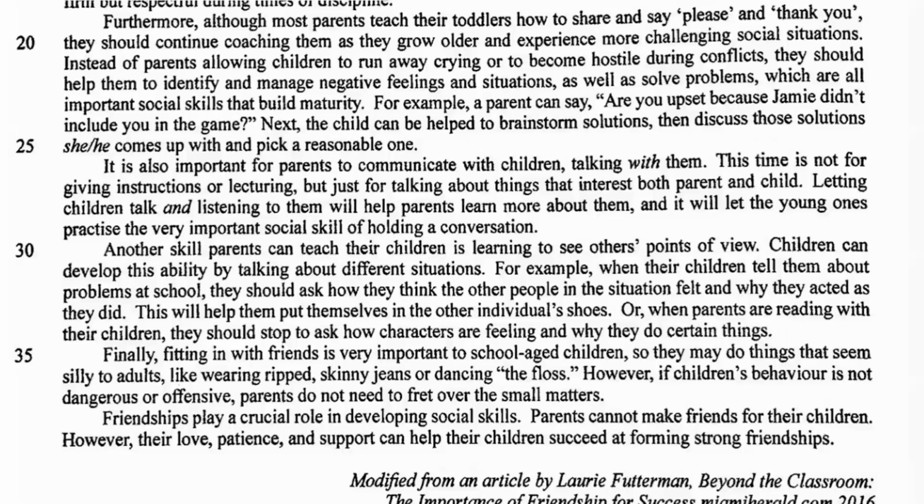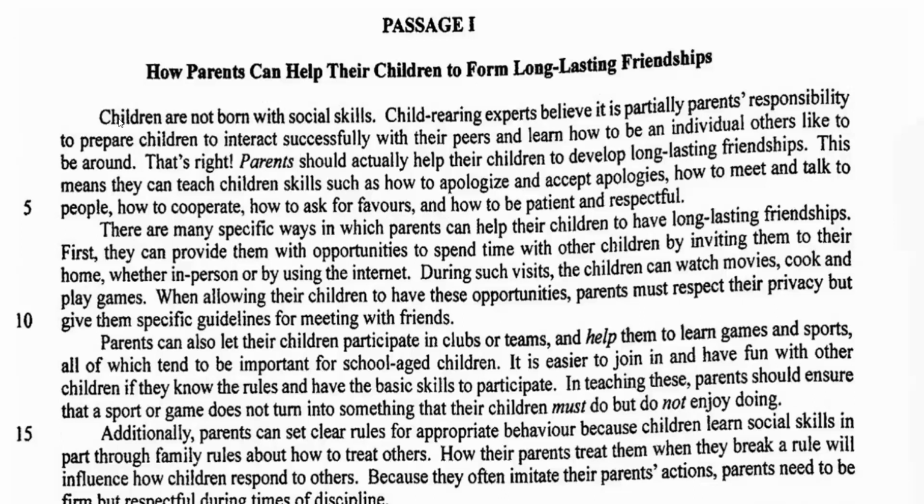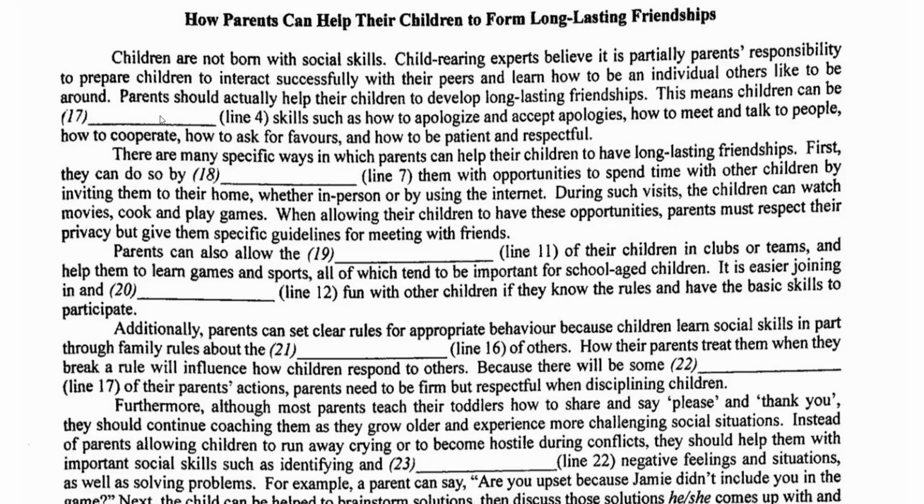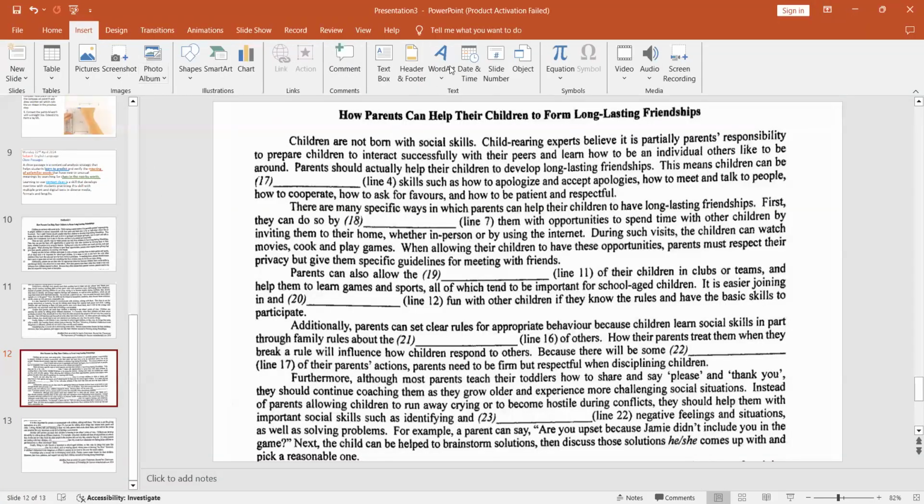We're going to go to line four. Line four, this is line one, two, three, four. This means they can teach children skills such as how to apologize and accept apologies. Let me read it again. This means they can teach children skills such as how to apologize and accept apologies. So what word are we going to put for 17? This means that children can be blank. What word are we going to put for number 17? Taught. Very good. This means that children can be taught.